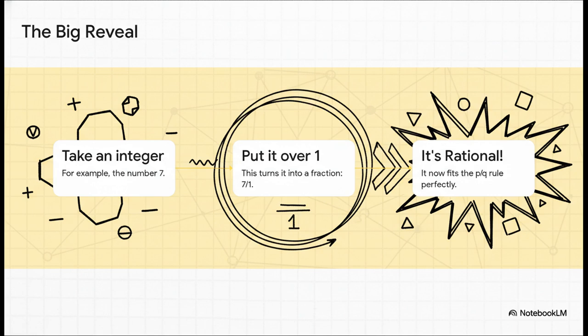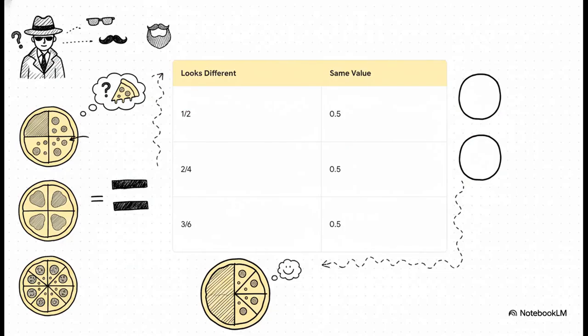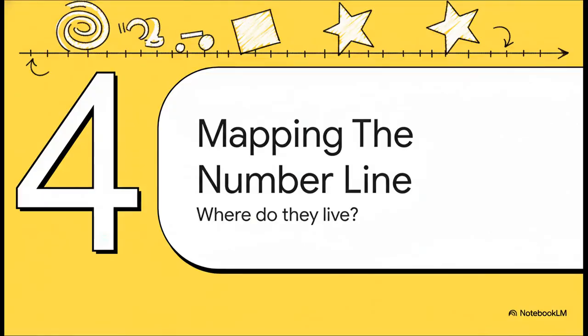It's a rational number. And sticking with that whole secret agent thing, just like an agent can have a bunch of different disguises, a rational number can be written in all sorts of ways. Look at this, 1/2, 2/4, 3/6. They look totally different on the page, but if you go back to that pizza, they all mean the exact same thing, don't they? You still get half the pizza. They're all what we call equivalent. So we've got all these numbers, some in disguise, but they're all part of this one big family. The question is, where do they all live? Let's map them out. Let's find their homes on the number line and see how they all fit together.